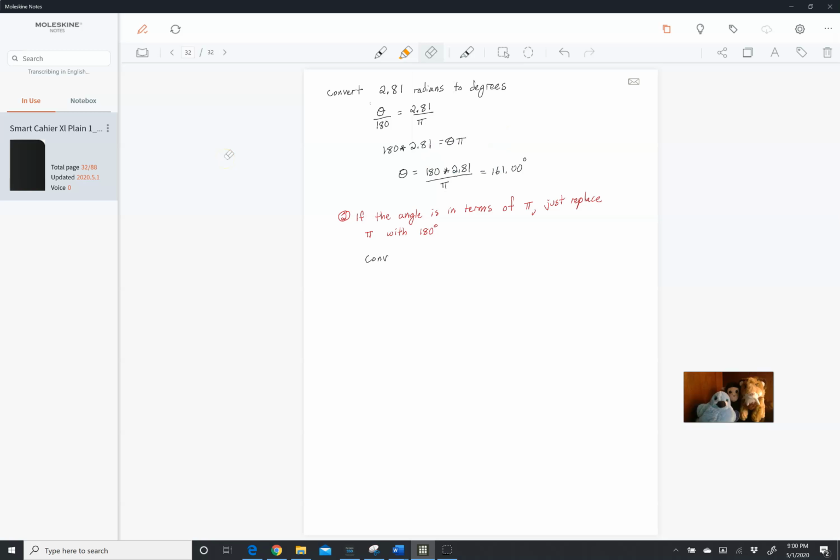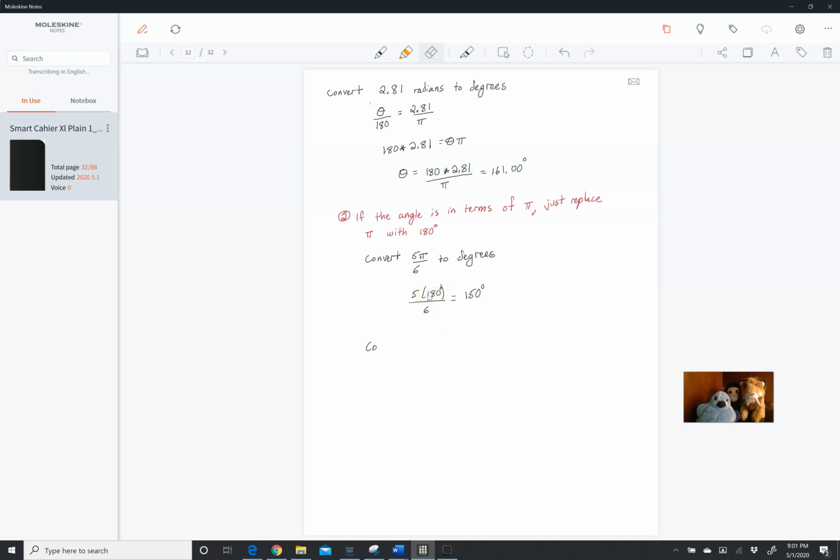let's say that we want to convert 5 pi over 6 to degrees. Well, we have a pi in here. So what we're going to do is take 5 and replace the pi with 180 degrees. And if we do 5 times 180 over 6, we get 150 degrees. Okay, so notice I put 180 degrees in there because I want it to be clear that when we replace pi with 180, we're changing the units.